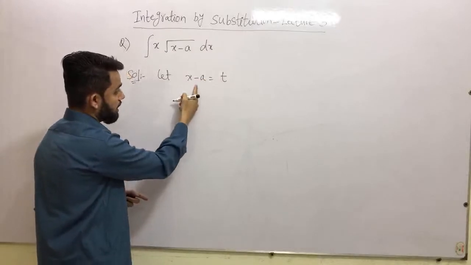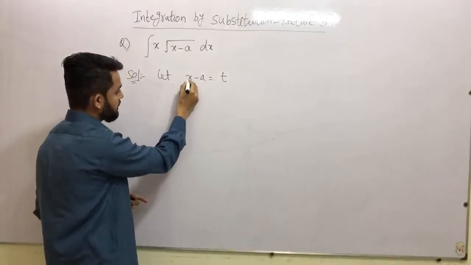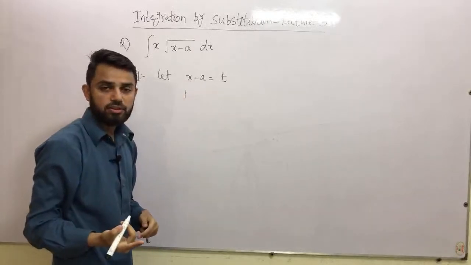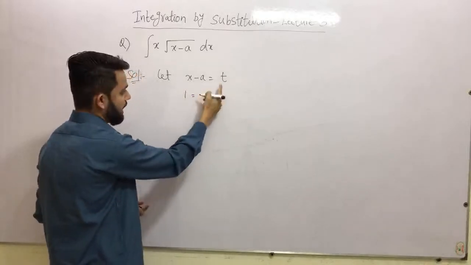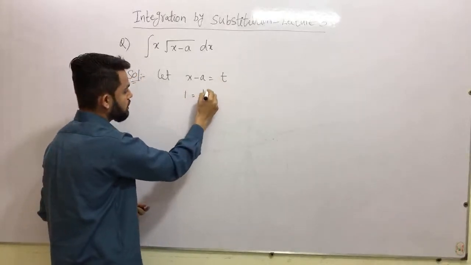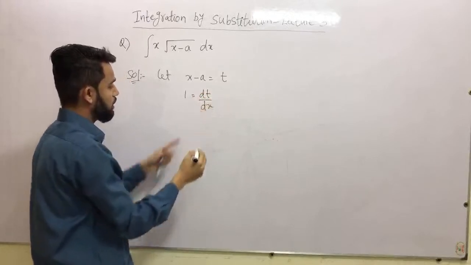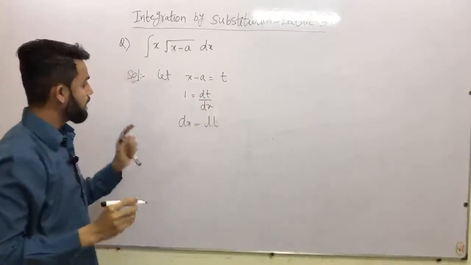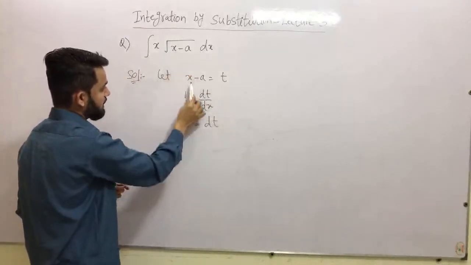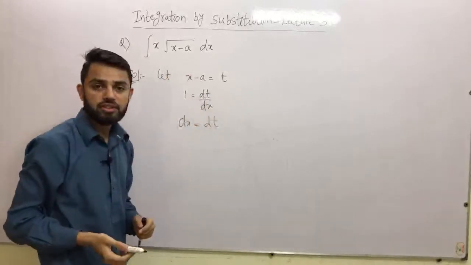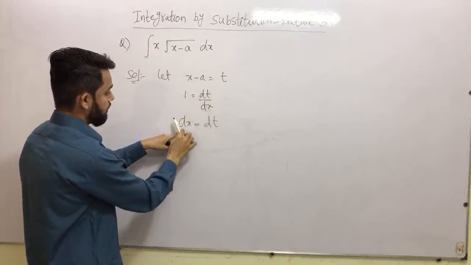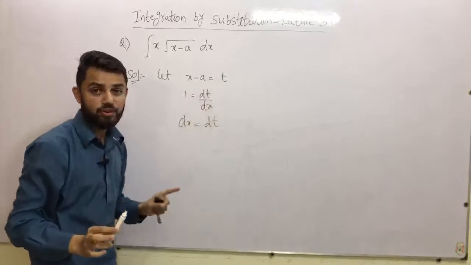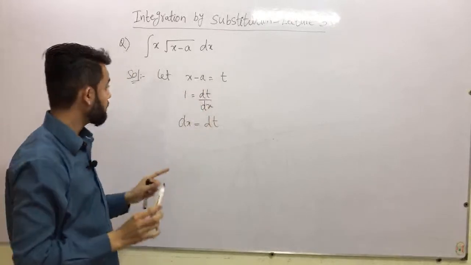Now from here I am going to take the derivative. The derivative of x with respect to x is 1. a is a constant, so the derivative of a constant is 0, and the derivative of t with respect to x is dt over dx. Now shift dx to the other side, so dx is equals to dt. Now we can put x minus a as equals to t according to the substitution we have made, and we can put dx is equals to dt, but yet we have a problem. What problem are we having?